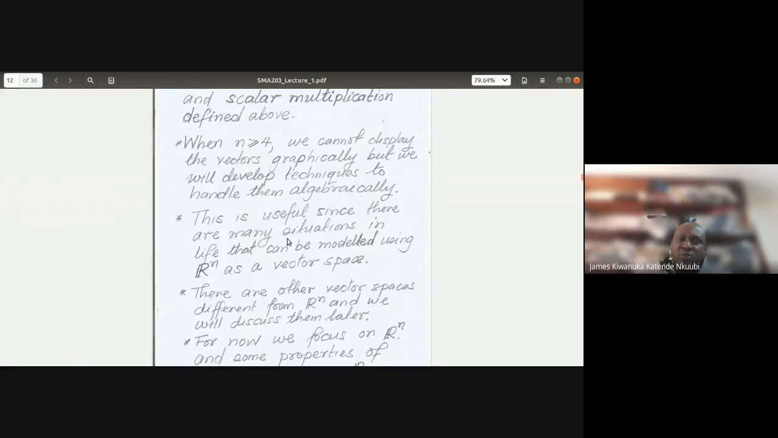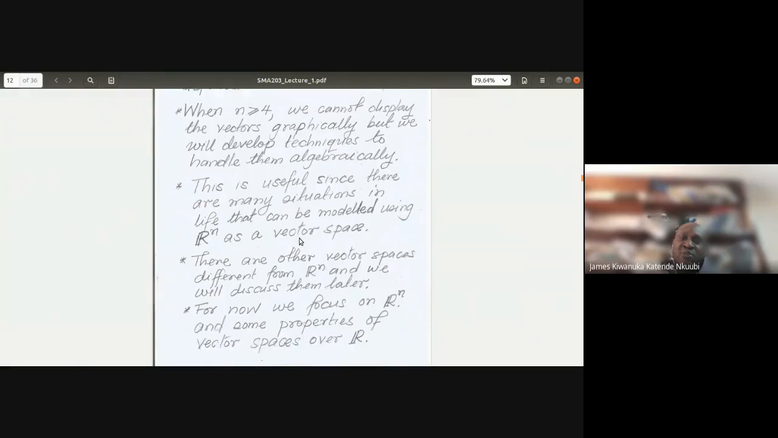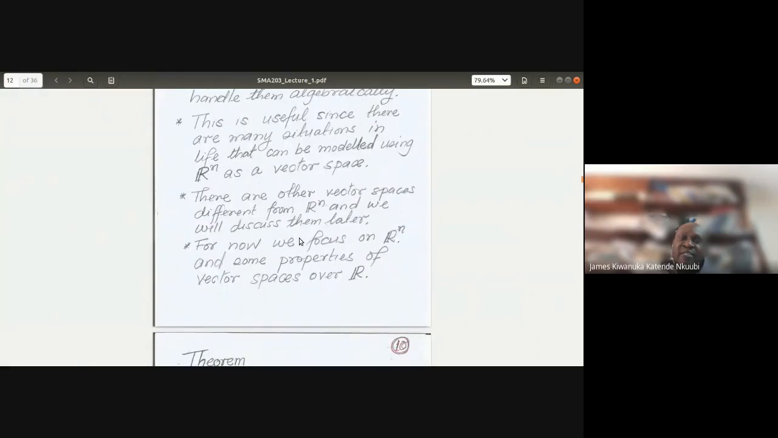And also there are many situations in life where you need more than n coordinates, more than 3 coordinates. So it is useful to learn them because they can really be applied in many places. We will try to look at some applications towards the end of the semester. For now, the aim is to get you to learn the basics, the basic science behind it.